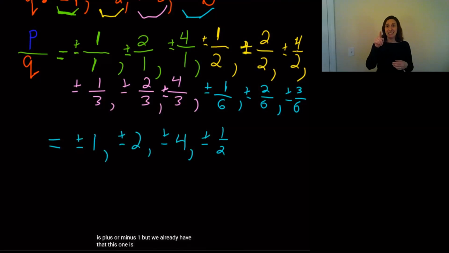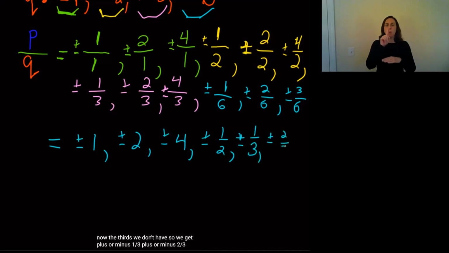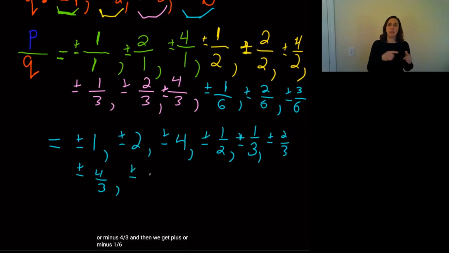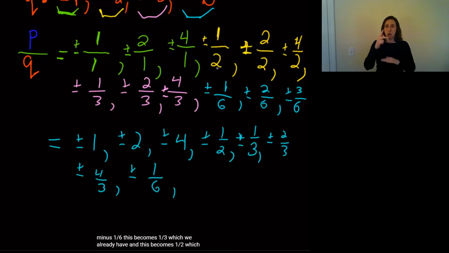This one is plus or minus 2, which we already have. Now the thirds we don't have, so we get plus or minus 1/3, plus or minus 2/3, plus or minus 4/3. And then we get plus or minus 1/6. This becomes 1/3, which we already have. And this becomes 1/2, which we already have.